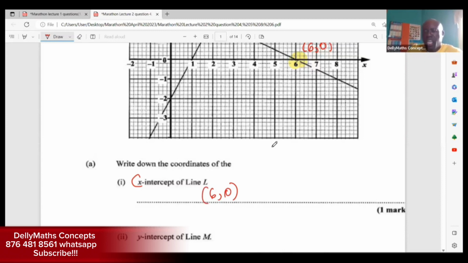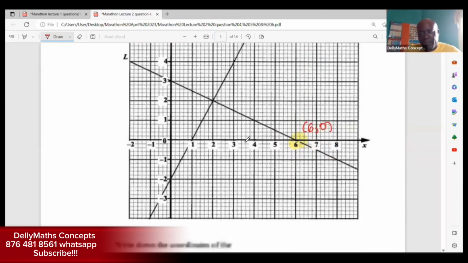They're giving you 1 mark to write 6, 0 here. So you do that, you move on. So don't overthink, don't overstress. Read, take your time, flow through.